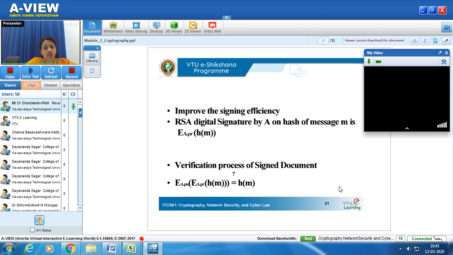You are also able to see that the message comes from the source Alice. How? Because we are using Alice's public key and private key for encryption and decryption. And the third one is what? We are able to say that the message has come from the source itself.